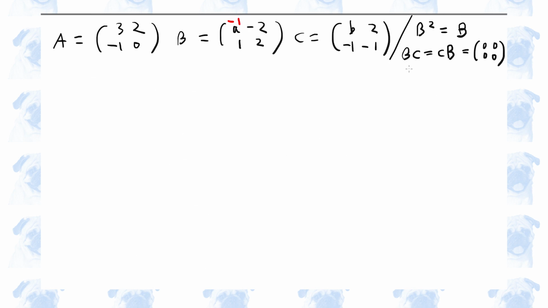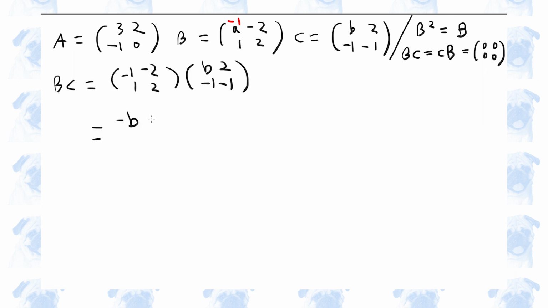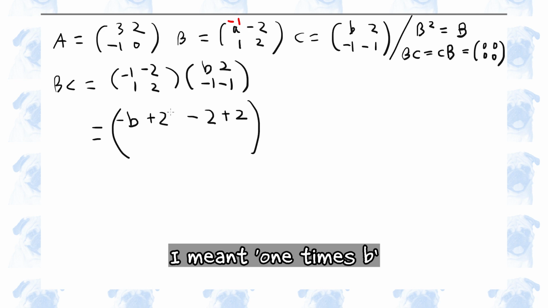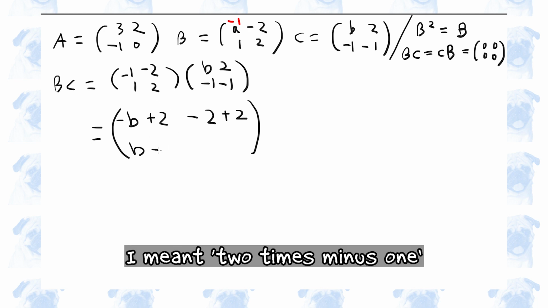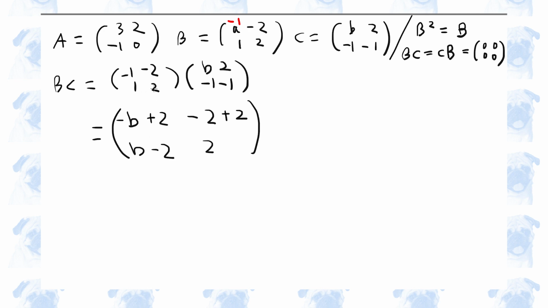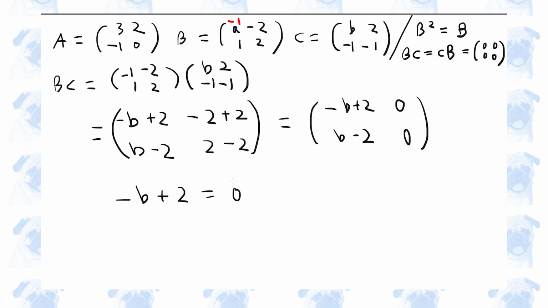Next, the second condition states that b times c is equal to c times b, which is equal to this matrix. Minus 1 times b, minus 2 times minus 1, minus 1 times 2, minus 2 times minus 1, 1 plus b, 2 plus minus 1, 1 times 2, 2 times minus 1. Therefore, minus b plus 2 must be 0. Therefore, b is 2.